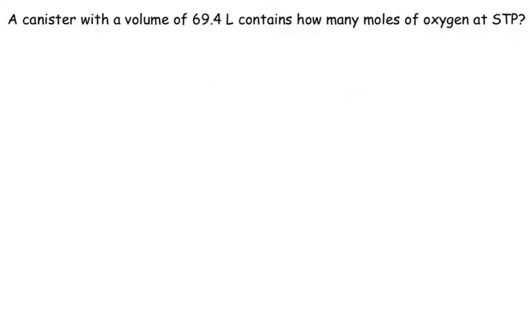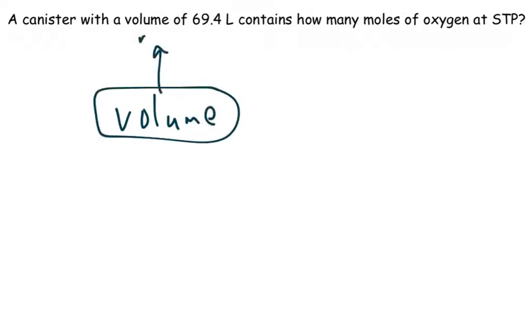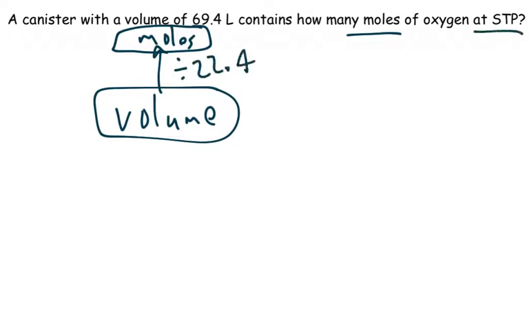If we're going backwards, notice here we have a canister. They give you the volume. So the volume here is 69.4 liters, and we want to go back to moles. Again, the key word is that it's at STP. So when you're going backwards, you're going to end up dividing by 22.4. Again, you're going to use the conversion factor.